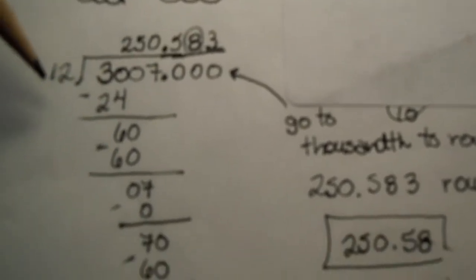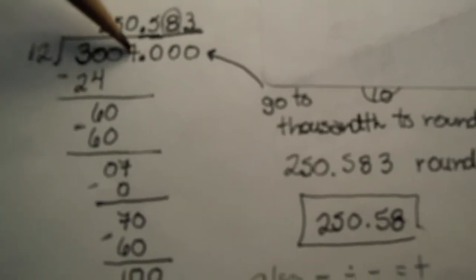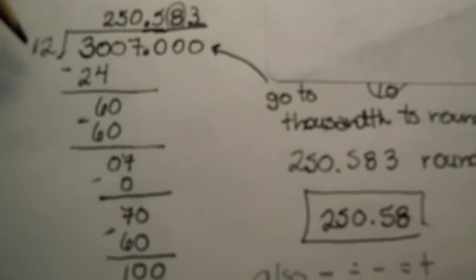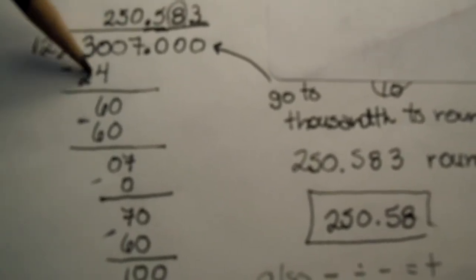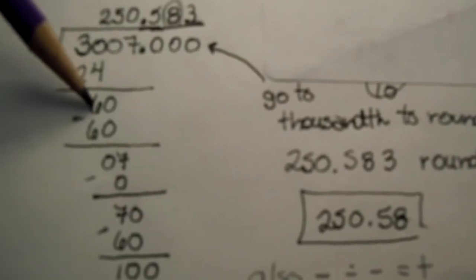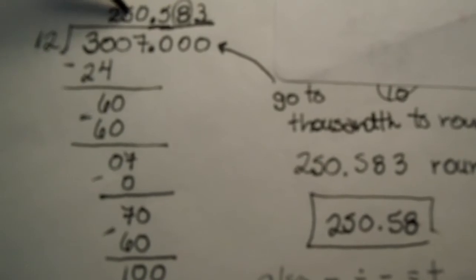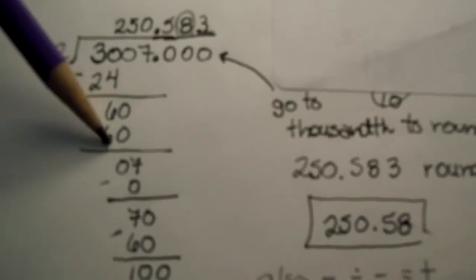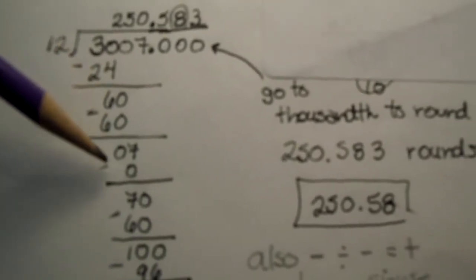places. So we end up with 12 into 3007. So when we do that, I say, hey, 12 goes into 30 2 times. 2 times 12 is 24, so I subtract that and I get 6. Bring down my 0. 12 goes into 60 5 times. 5 times 12 gives me 60, so I subtract those. 60 minus 60 is 0.